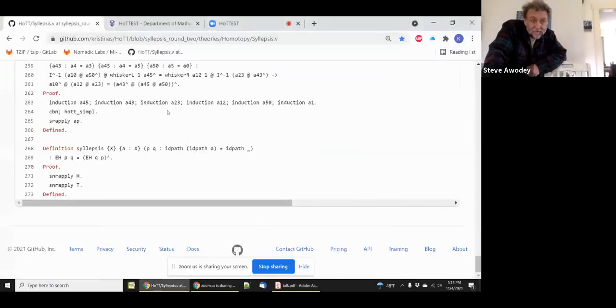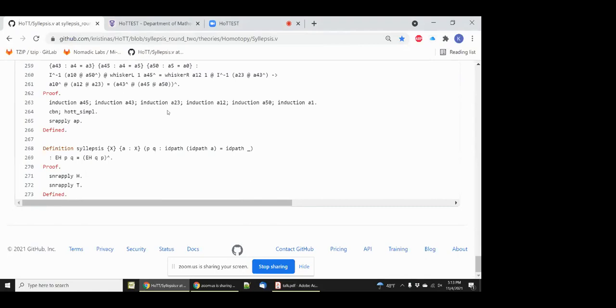I'll ask one more question before you start doing the code, and that is, what does the classical proof of this look like? What goes into a classical proof of Syllepsis? See, that's the thing, I don't actually know.